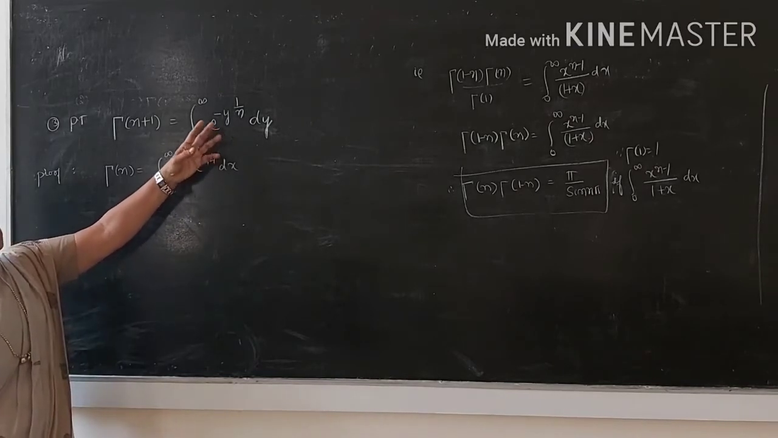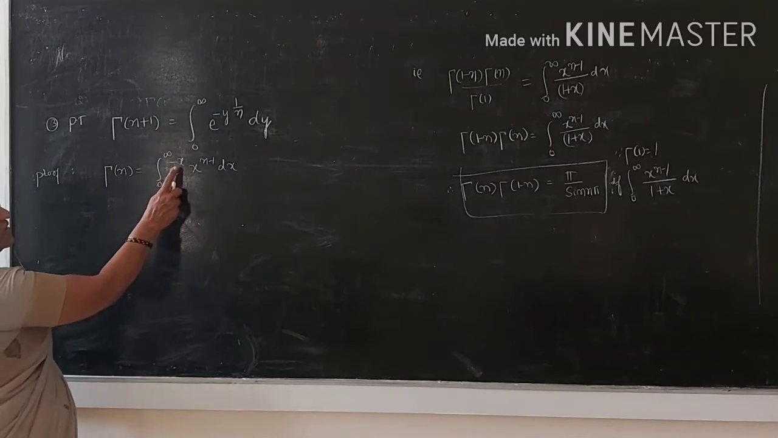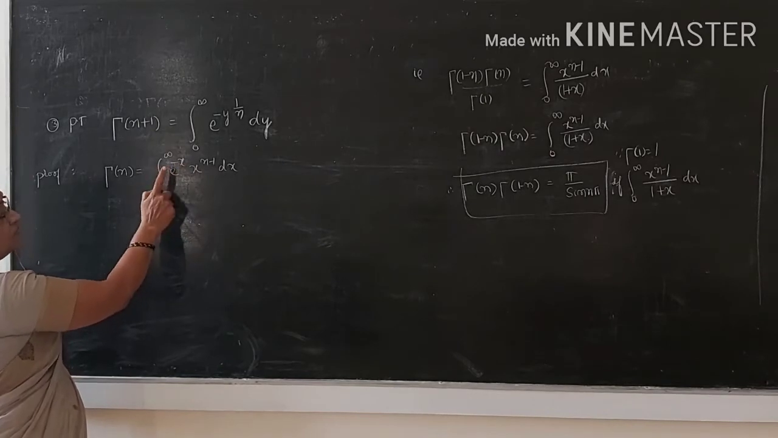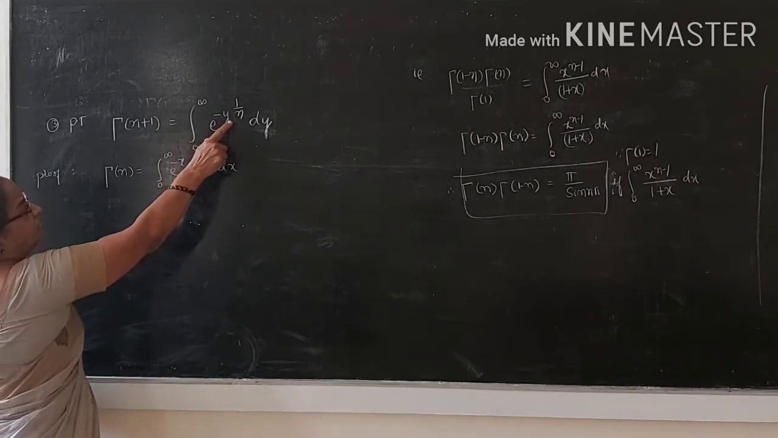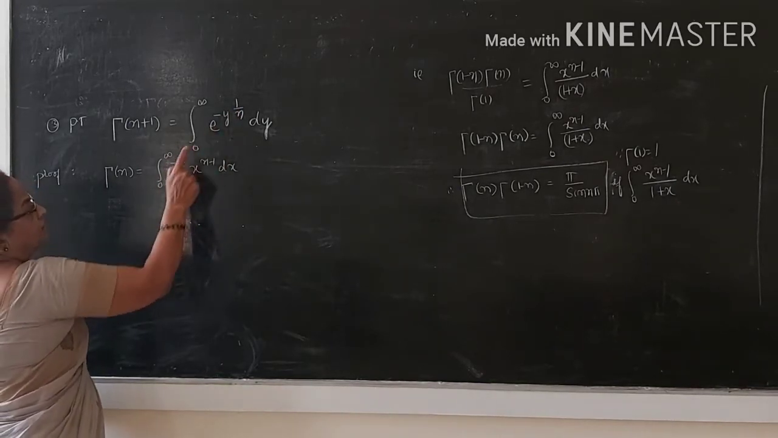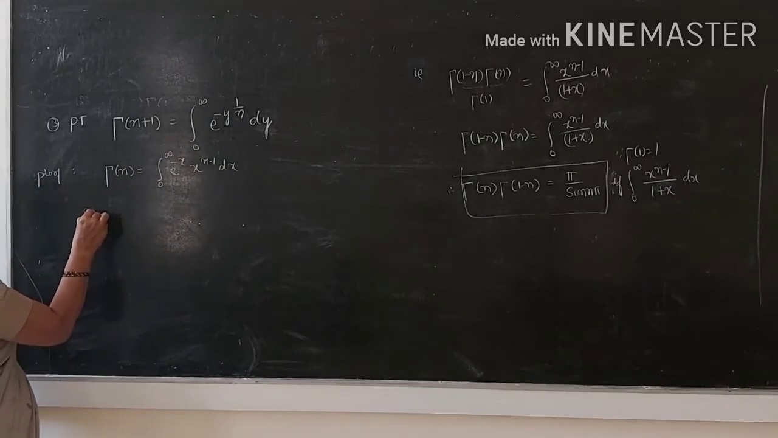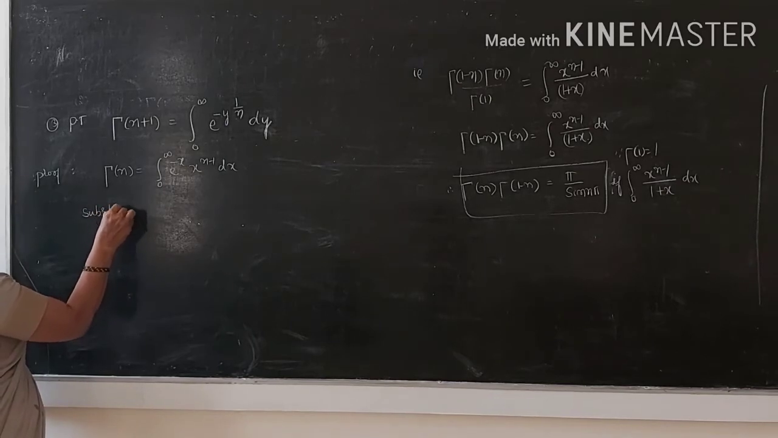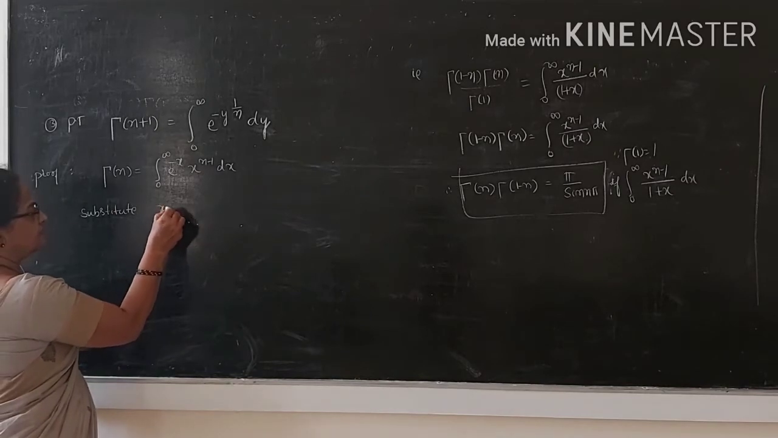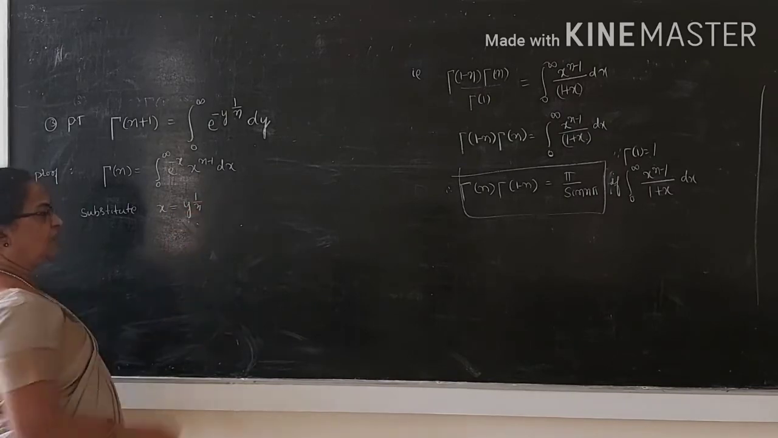Now, if I compare this right-hand side with this part, what you observe is that in place of the power of e, the minus sign is common in both cases. Here, in place of x, there is y to the power of 1 by n. Therefore, I use the substitution x is equal to y to the power of 1 by n.